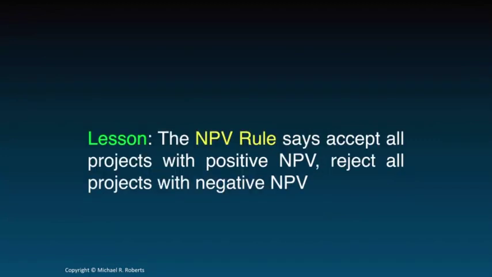That's what the NPV rule tells us. It says accept all projects with a positive NPV, reject all projects with a negative NPV. And while this has boiled it down to one number, I want to be careful, especially when we start doing our sensitivity analysis, to recognize that we don't want to pin all our hopes to that one number.